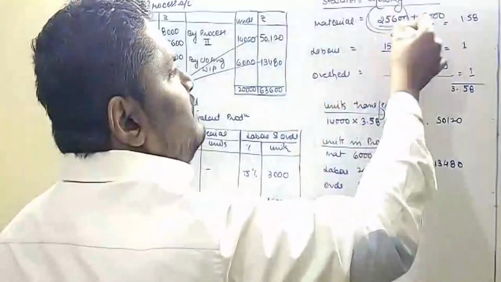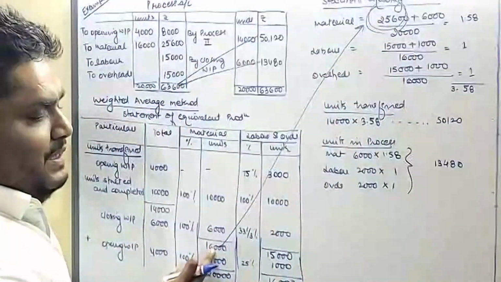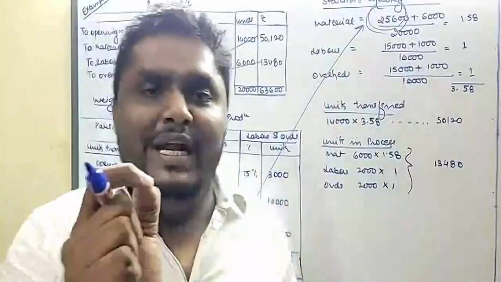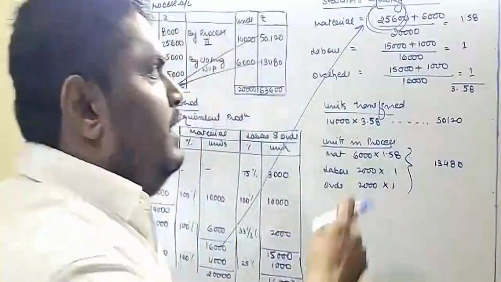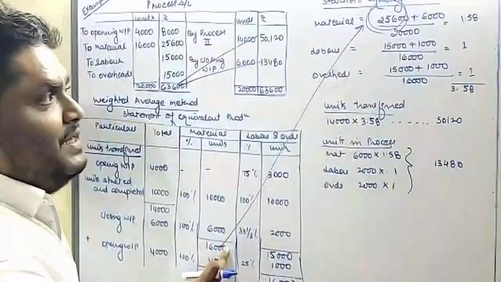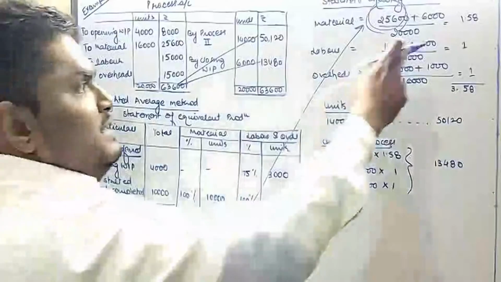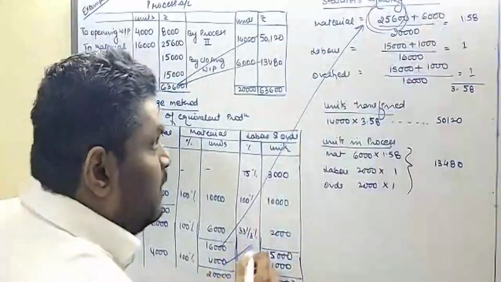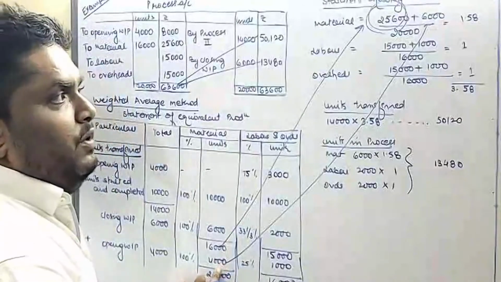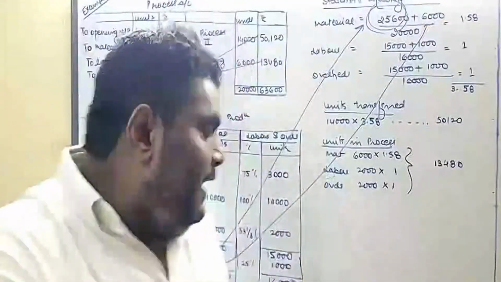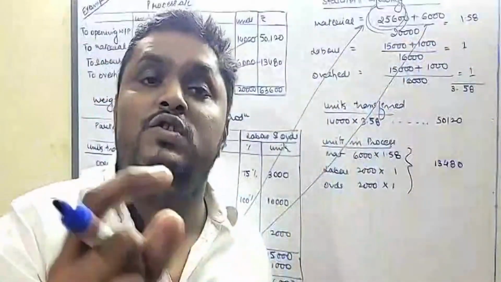This 25,600 represents what? The cost incurred during this month on these 16,000 units. Plus 6,000 represents what? The cost that was incurred in the previous month on these 4,000 units. Divided by the total number of units, that is 20,000. This is how I got the weighted average cost per unit.